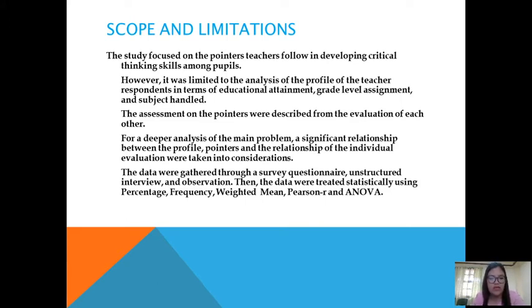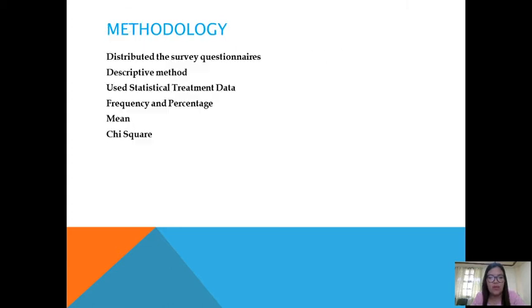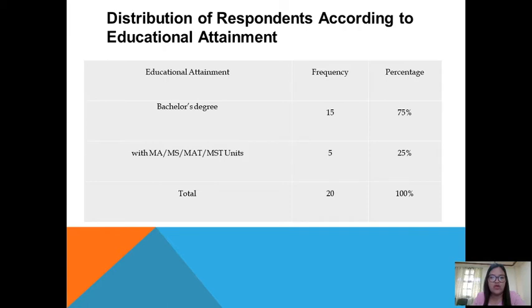The data were gathered through a survey questionnaire, unstructured interview, and observation. Then, the data were treated statistically using percentage, frequency, weighted mean, Pearson R, and ANOVA. Methodology. Distributed the survey questionnaires, descriptive method, used statistical treatment of data, frequency and percentage, mean, chi-square. Distribution of respondents according to educational attainment: bachelor's degree, frequency 15, percentage 75%; with MA, 5, percentage 25%; total 20, percentage 100.